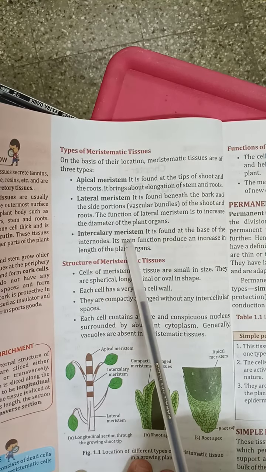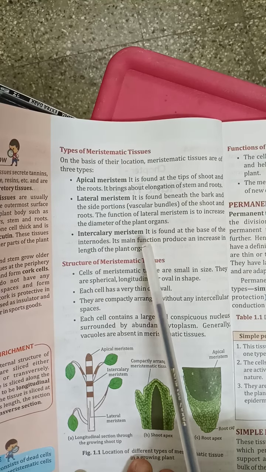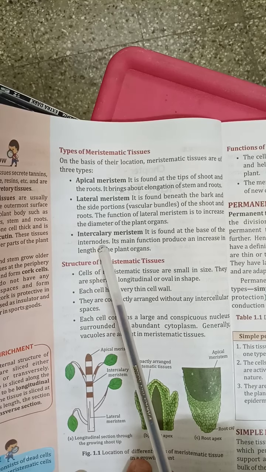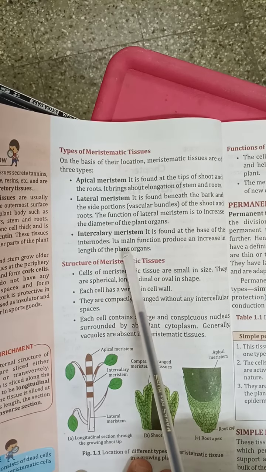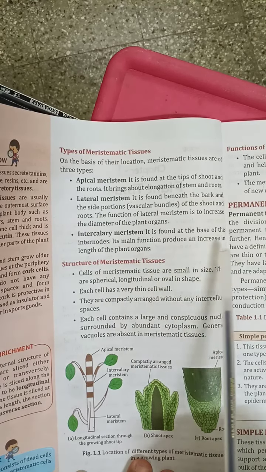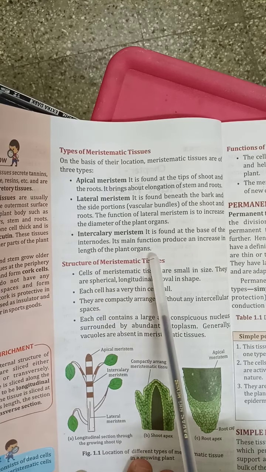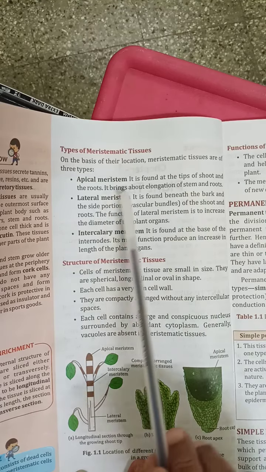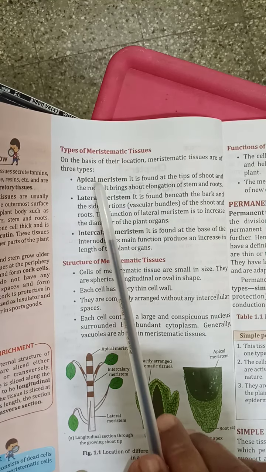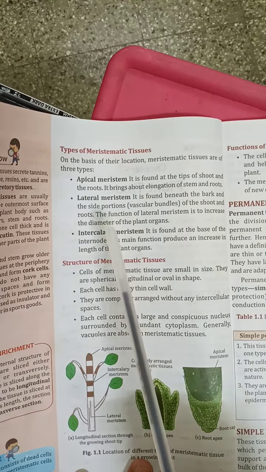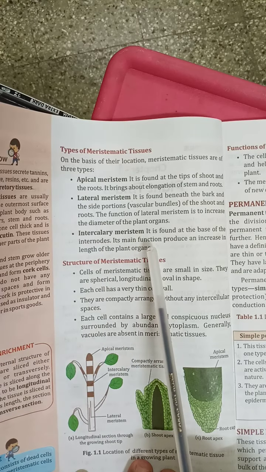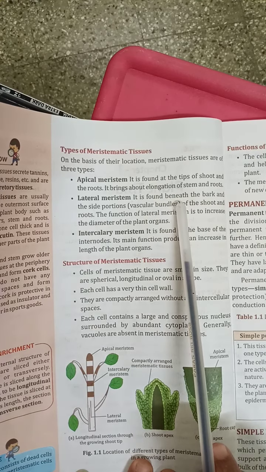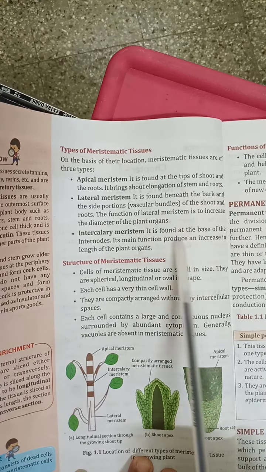Then intercalary meristem. Where is the location? At the base of the internodes, right? Its main function is to increase the length of the plant organs. So look at that: when I talk about the apical meristem, lateral meristem, or intercalary meristem, I keep on telling you the location and the function. I'll be discussing all that.